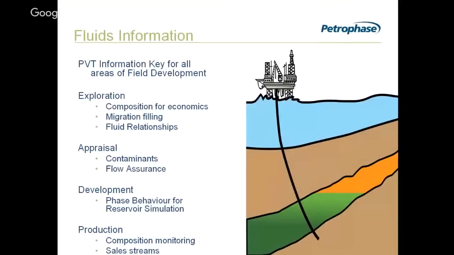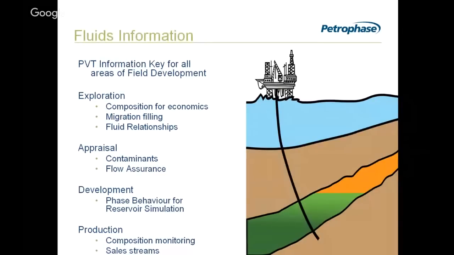and I'm going to start on where we need the information, because it's not just PVT, we have a sample, we make a black oil table and we forget about it. It's useful across a wide range of areas. So in exploration, we need composition for economics, how reservoirs fill, fluid relationships. We need it during the appraisal stage. We've had contaminants and flow assurance. In development, is our development working as we wish?